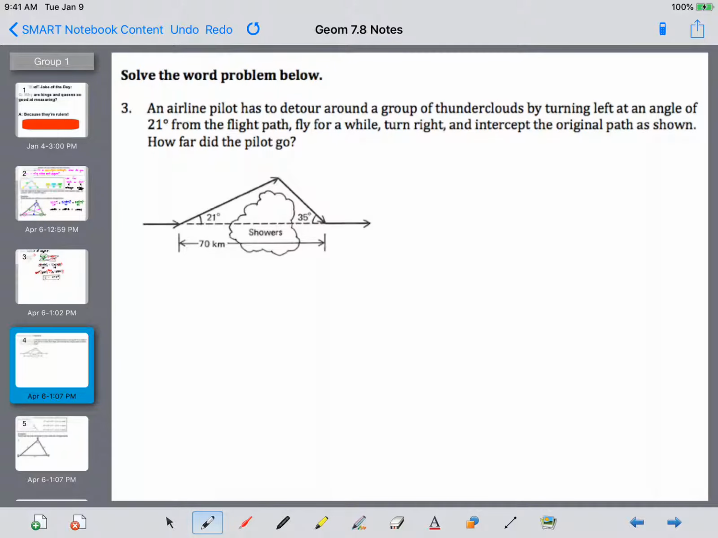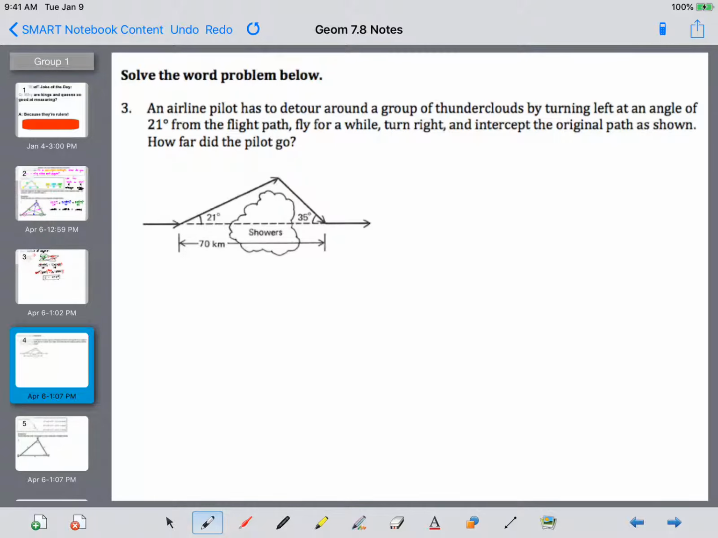If you're asked to find a missing side, things are a little bit trickier. So we're going to look at a word problem of just that. It says to solve the word problem below. So we have an airline pilot has to detour around a group of thunderclouds by turning left at an angle of 21 degrees from the flight path. Fly for a while, turn right, and intercept the original path as shown. How far did the pilot go?